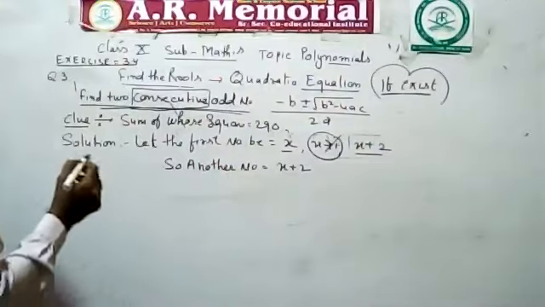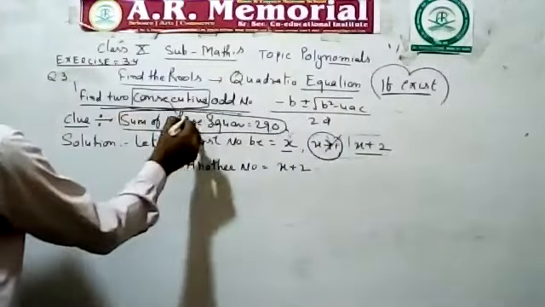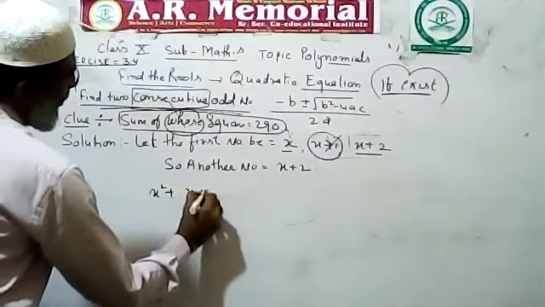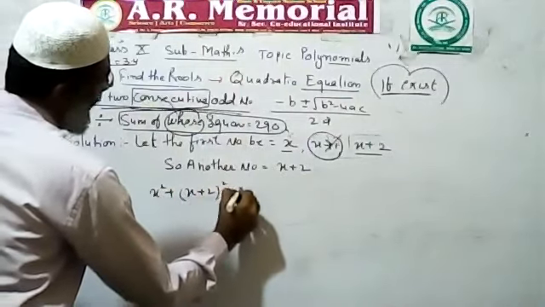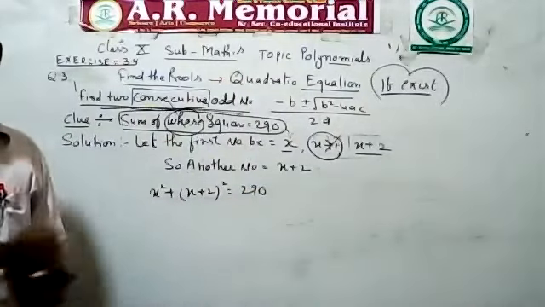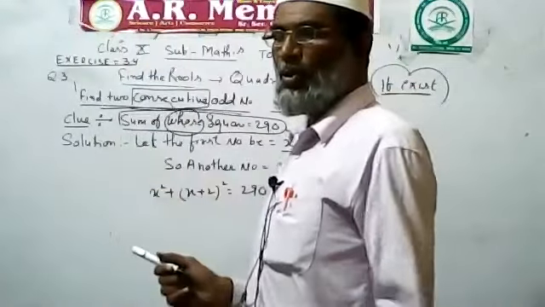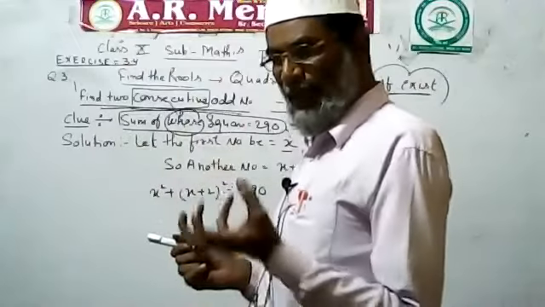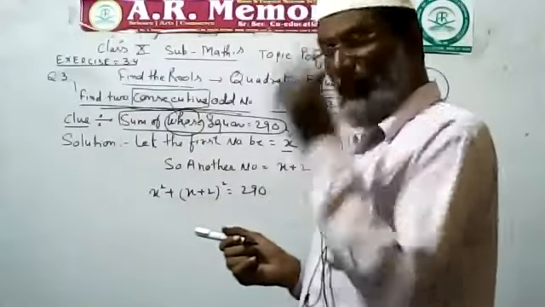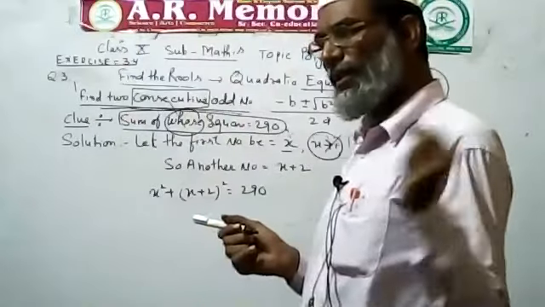There are squares. Now the clue comes here: sum of whose squares. So it is x square plus (x plus 2) square, and that equals 290. Here is the question. Sir, how can we write this? My students, look at the clue. Clues are hints. By taking the hints, we try to solve the questions. In math, the question is given, and the solution and hints are also given to solve it. It is not like the other subjects.